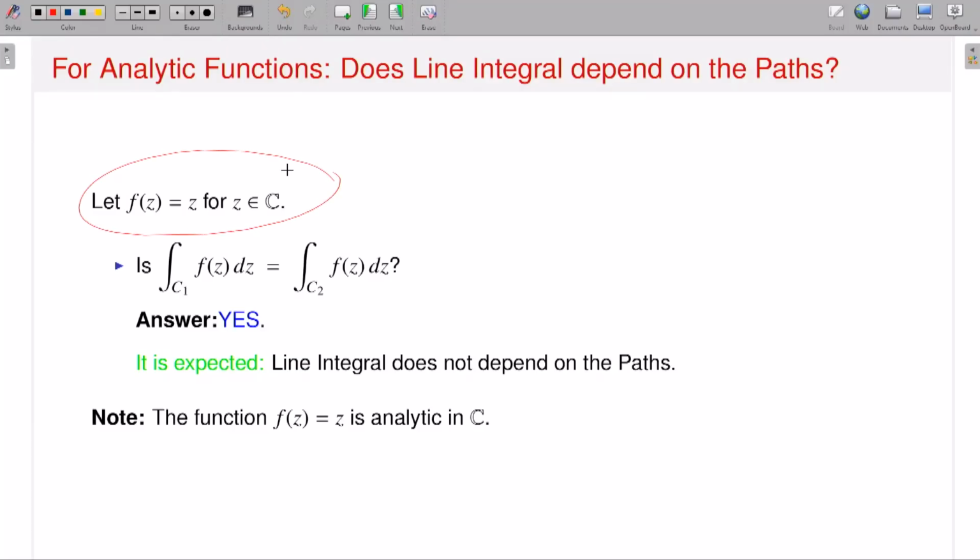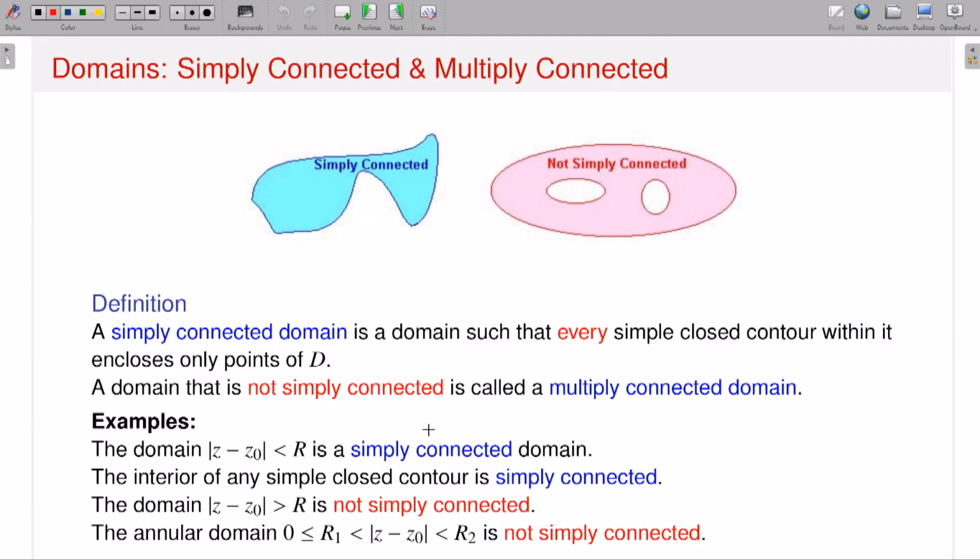So now I have a function f(z). Is this true in the integration sense? The answer is yes, and it is expected that the line integral does not depend on the paths, because the function you are dealing with is an analytic function on the whole complex plane. Okay. This brings you to what is called the Cauchy-Goursat theorem.